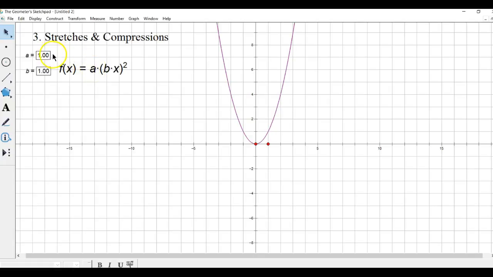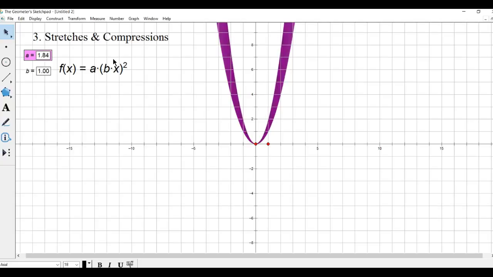So this value of a becomes more than 1, and we start to look at the effect of that. And there it goes. You can see how it's changing. You see a is now just passing 2, and that's called a stretch. It is a vertical stretch. What's happening is that it's being stretched and pulled away from the x-axis for these values of a that are greater than 1.